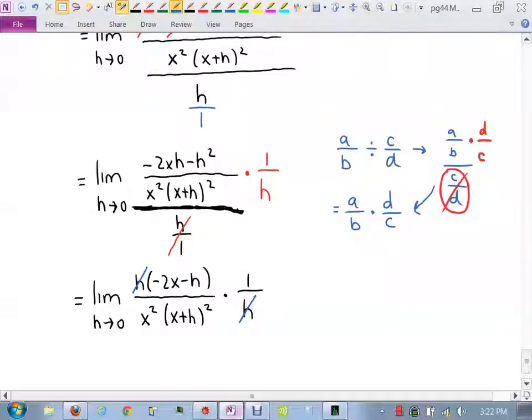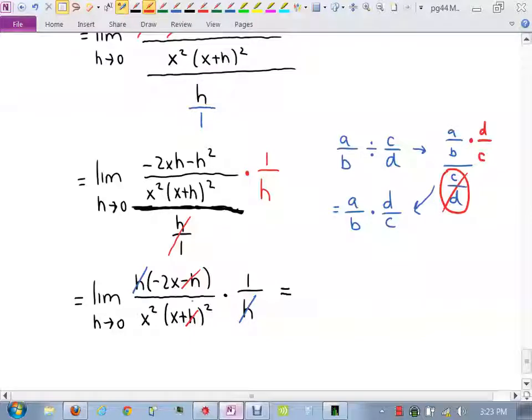I think at this point I'm ready to let h go to 0 now, after I've canceled it. So let me try this. I'm going to no longer have the limit. I'm ready to let h go. So let h become 0. What happens? That h is gone, right? That's 0.